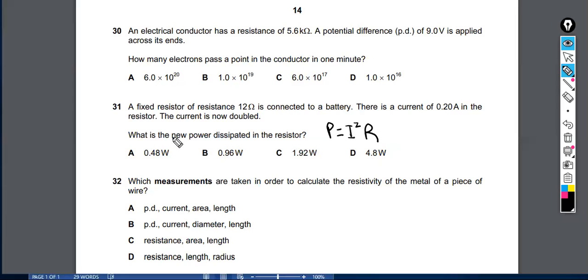Now we're asked for the new power that's dissipated, and if there's a fixed resistor, that's not going to change, 12. The current is 0.2, but then they double it. What's the new power? It's as simple as saying 0.2 doubled is 0.4, so the new current is this. We have to square it and then multiply it by the resistance 12. Once you have that in mind, that's very straightforward, right? That's not tough math, 0.4 squared times 12. But if you don't know the physics, you're stuck, okay?